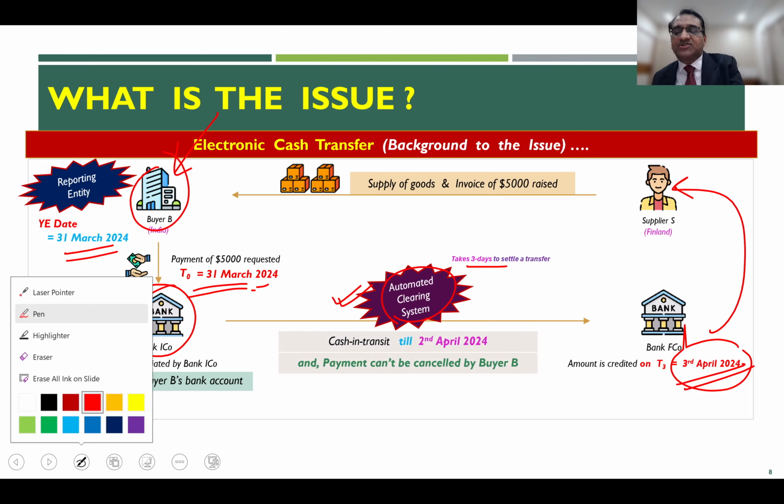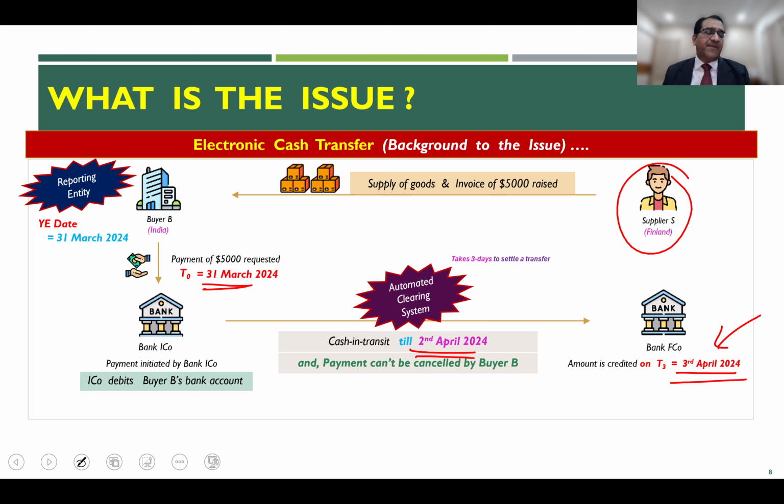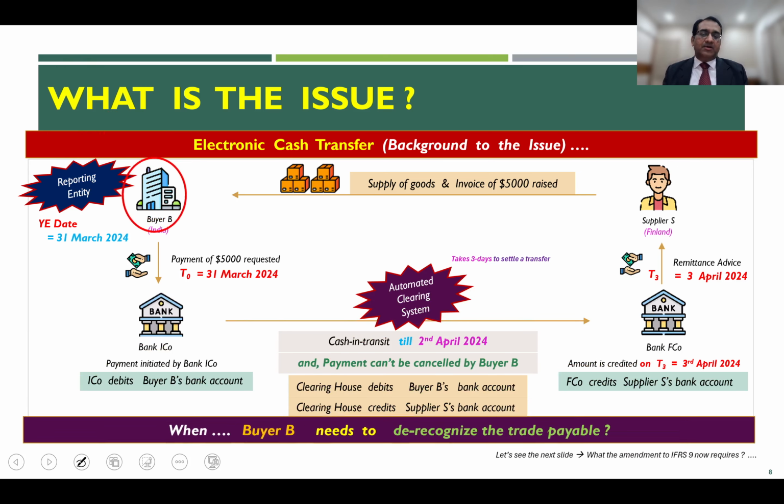The reason why these questions have been raised is that during this time, from 31st of March till 3rd of April, effectively the supplier has not got the money. It is in transit. So the cash is in transit till 2nd of April 2024, and it is only on the 3rd of April that the actual payment is received by the foreign supplier. So this is the problem statement, and this question was raised to the standard setters: what is the point in time when entity B, which is the reporting entity, needs to derecognize the creditors from its books, the financial liability? Okay, so that was the question.